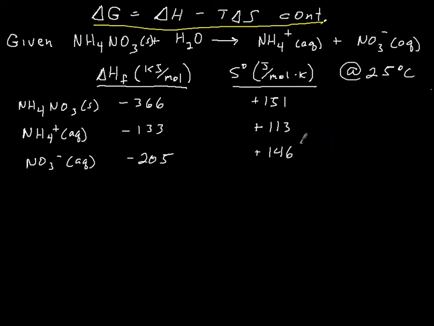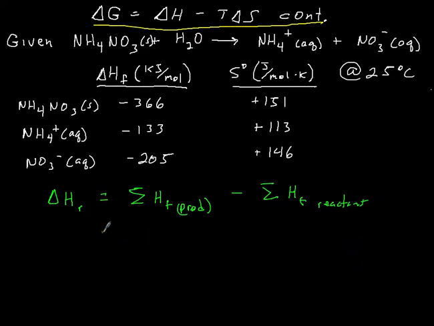And so to plug into our delta G equals delta H minus T delta S, you're going to have to calculate with this data the delta H and the delta S before you can plug into the equation. Now, given the enthalpies of formation, hopefully you remember that the enthalpy of reaction, if you know the enthalpies of formation, is the sum of the enthalpies of formation of the products minus the sum of the enthalpies of formation of the reactants.